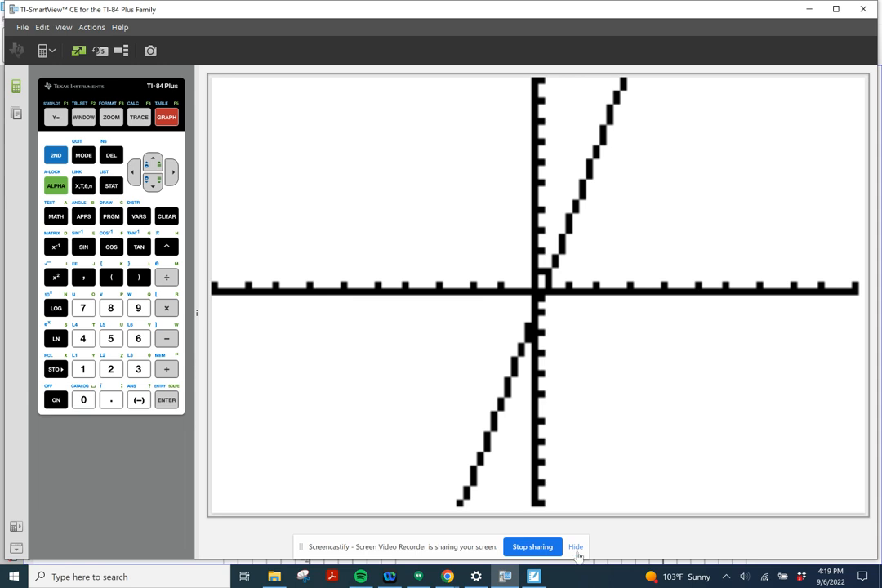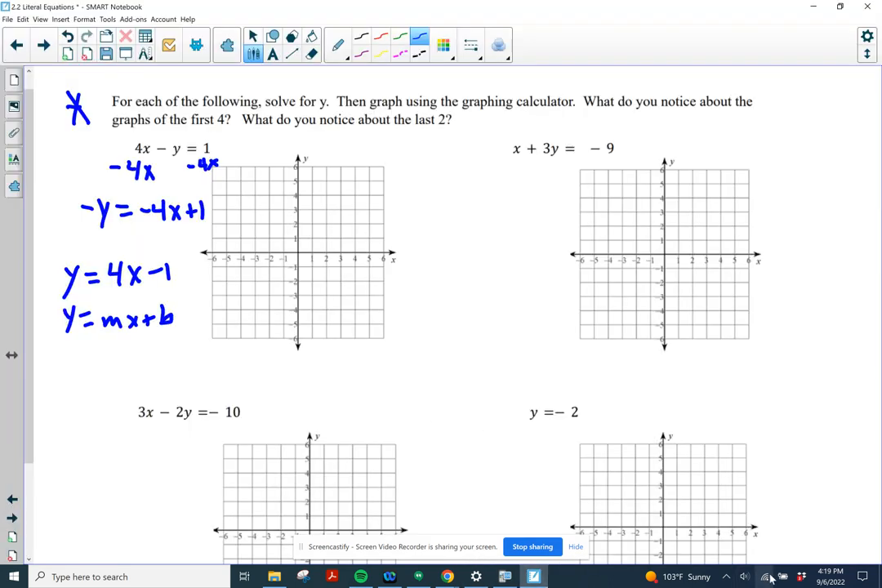So notice it's a line. Okay, I'm going to go back to my notes. That y-intercept is negative 1, and the slope is 4. The slope of 4 over 1, so we go up 4, 1, 2, 3, 4, and right 1. And we'll just draw a line.